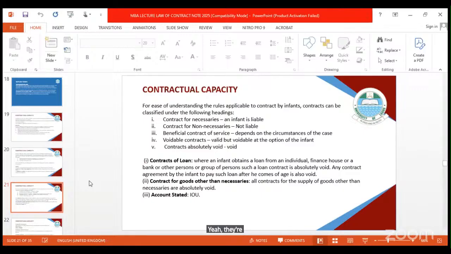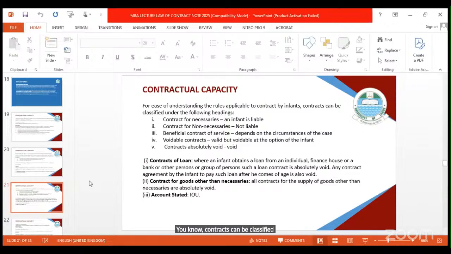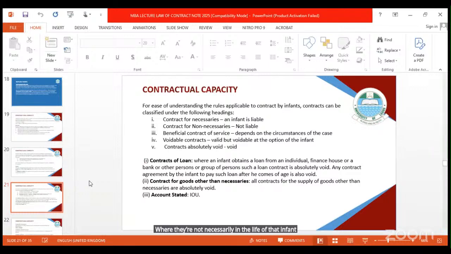I said this thing. We discussed all this before. I'm just trying to emphasize for those that were not there. Contracts can be classified into contracts of necessaries. I say necessaries are those things that are important in the life of that infant. Such contracts are binding. Where they are not necessary in the life of that infant, they are not binding.